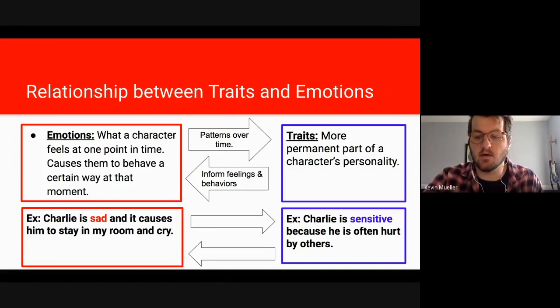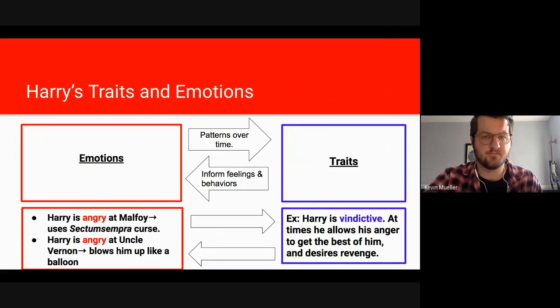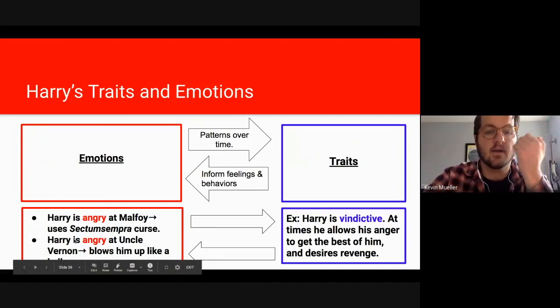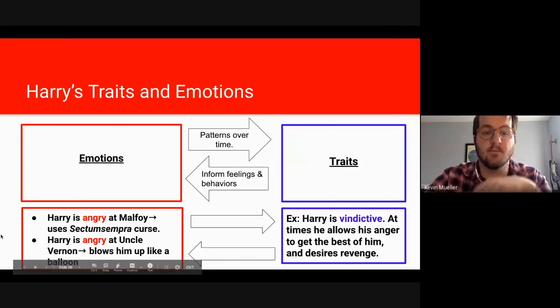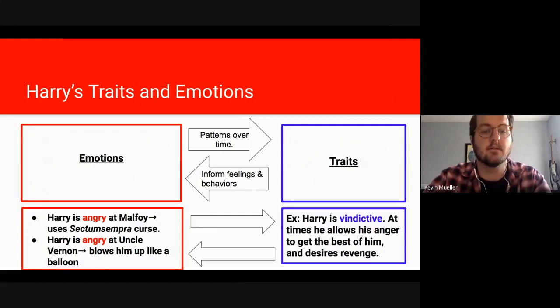So let's go with a character that we actually know and one that we talked about last class, Harry Potter. One emotion that we see throughout the whole Harry Potter series is that Harry can be angry at times. And I don't think anyone could blame him. He has had a very hard life, and he's not treated well by a lot of different people. So, two examples. One was from the video clip that we watched last class. Harry's angry at Malfoy, and it causes him to do the Sectumsempra curse. And Harry is angry at his Uncle Vernon. I forget which book it is, but he blows him up like a big balloon. So those are just two examples of when Harry shows that emotion in the book.